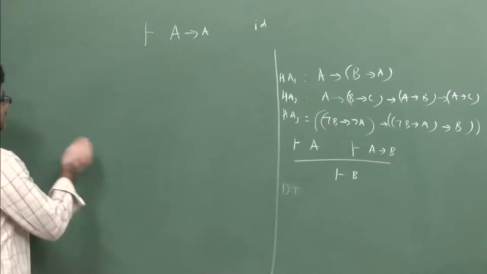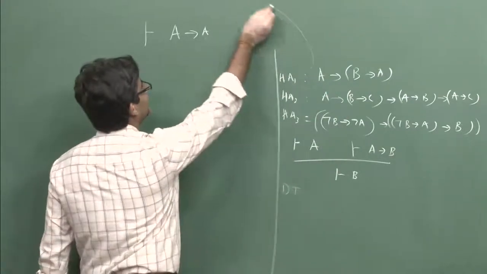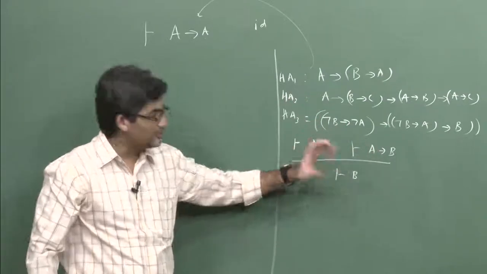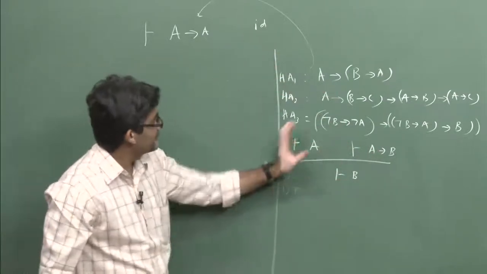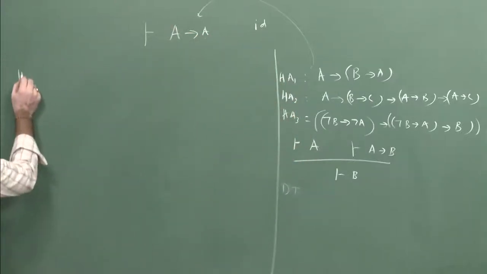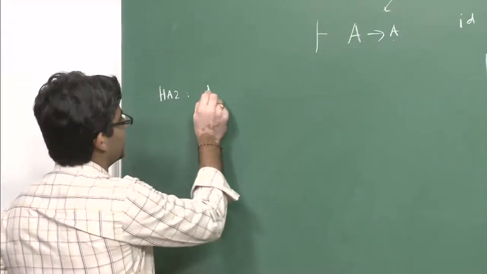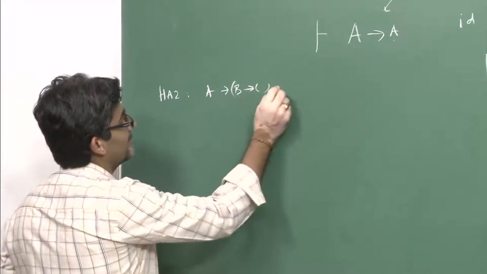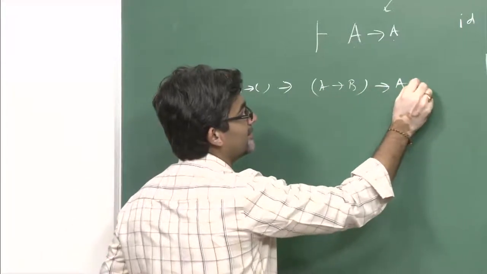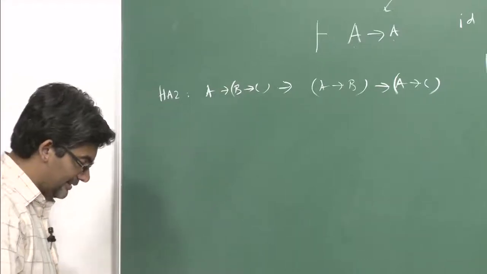So what exactly we are trying to do is trim these axioms in such a way that it leads to another kind of truth. These are all obviously true statements. You trim them in such a way that they transform into this particular kind of proposition. For this you start with Hilbert Ackermann axiom 2, that is A implies B implies C, the same thing which we are writing again: A implies B implies A implies C.